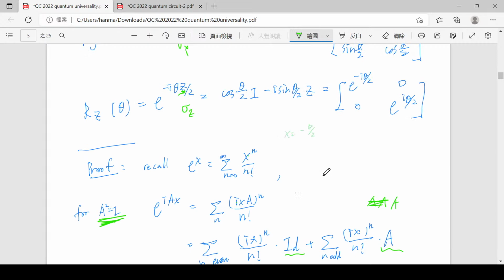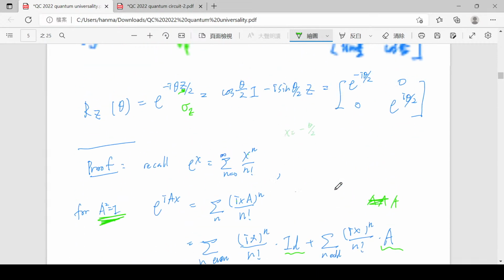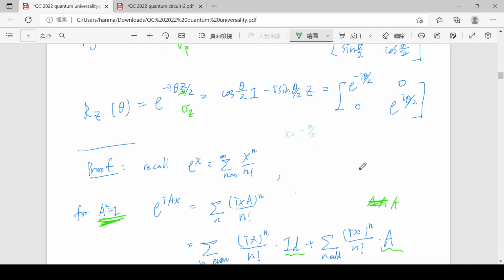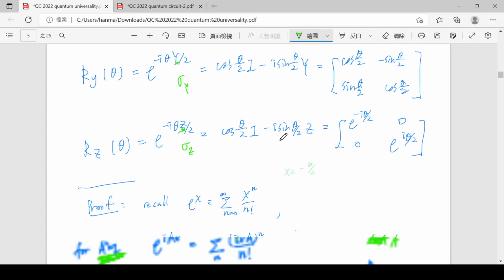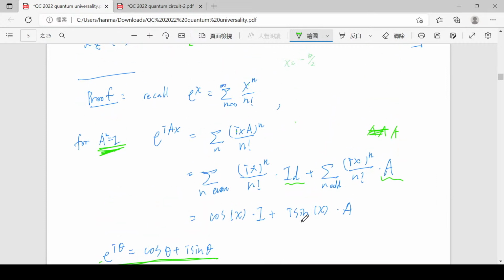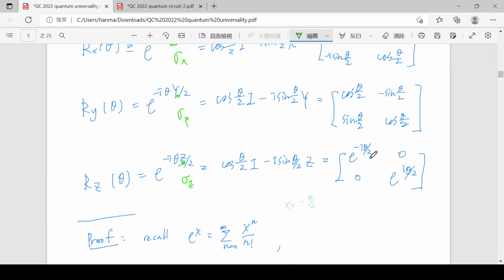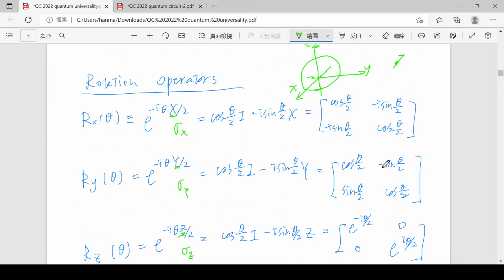Okay, so we have this. Then those three formulas are very simple. You basically do this, but with x equal to minus theta over 2. Right? So cosine of minus theta over 2 is cosine theta over 2, and sine of minus theta over 2 is minus sine theta over 2. So that's why you get cosine theta over 2 here, and minus sine theta over 2 here. And XYZ is just XA.